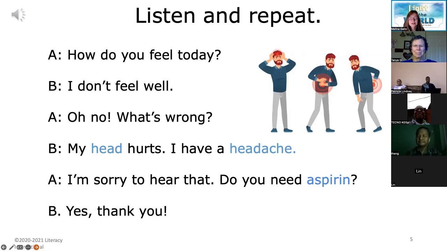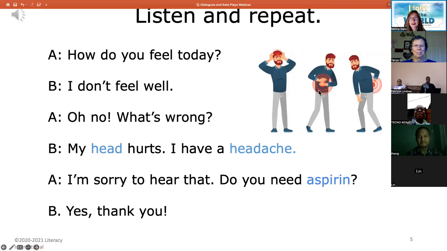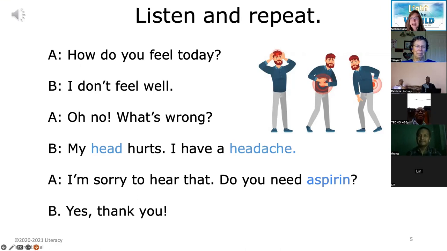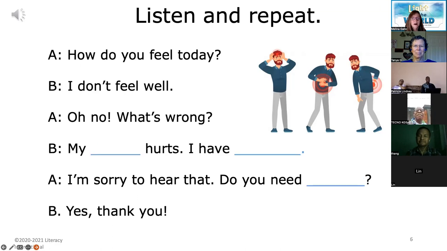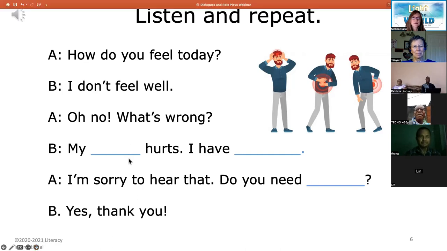So as you can see here, there are some blue words. And as you can also see here, we have a picture that shows other ailments you could possibly have. So what we can do with this after we act it out and we go through it a few times, just the standard way with the words as written, if you want, you can delete those blue words and put blanks in them. You could ask students to write the words that they want in there.